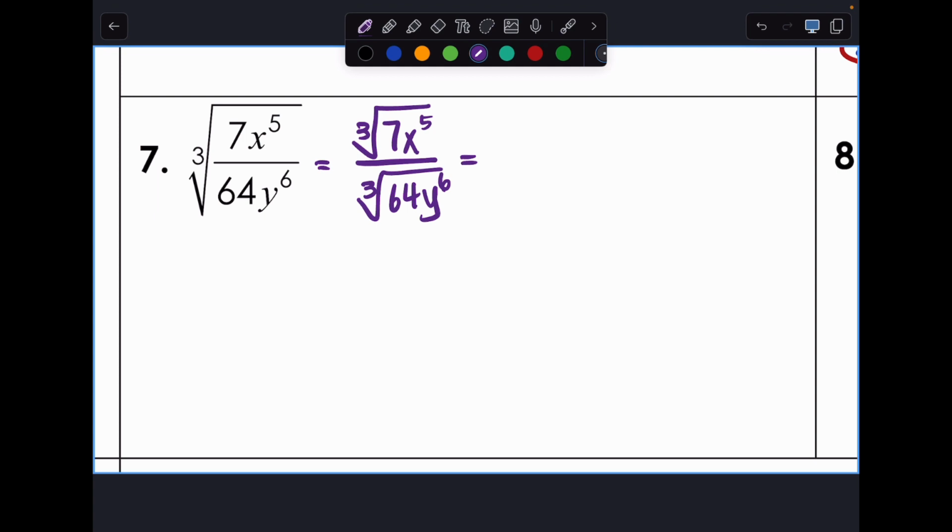Okay? 7. Can I take the cube root of 7? Nope. Can I take cube root of x to the 5th power? Yes. Then what's left once I take out a group of 3? X squared. So I'm going to put x on the outside, cube root of 7x squared.